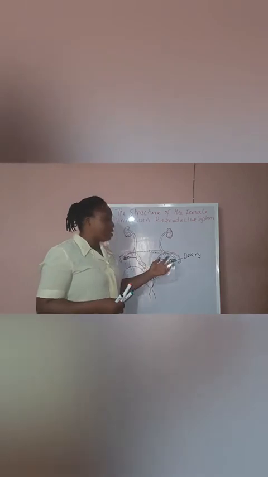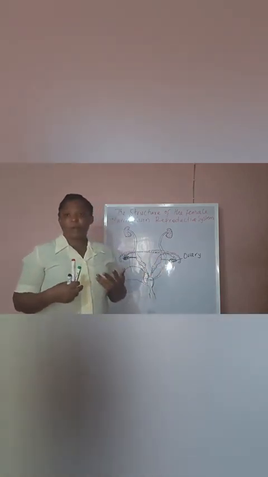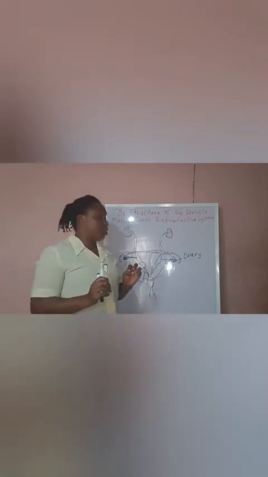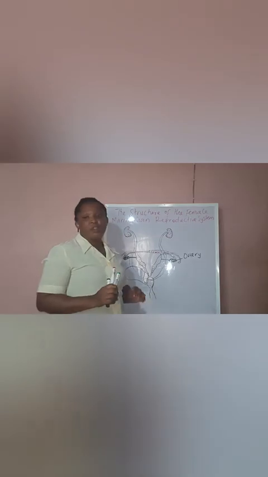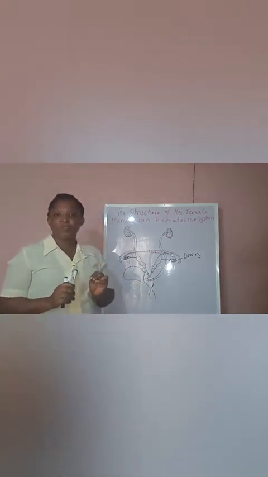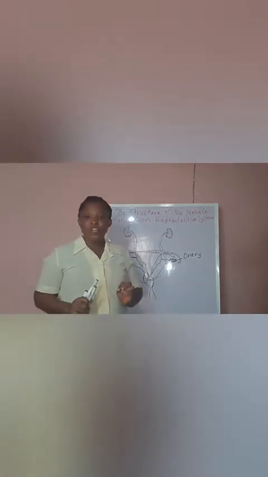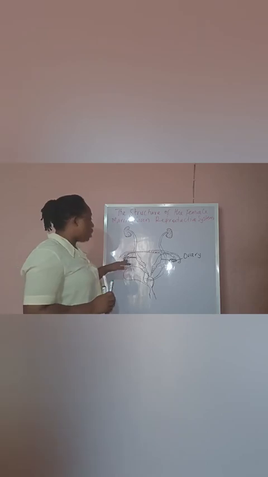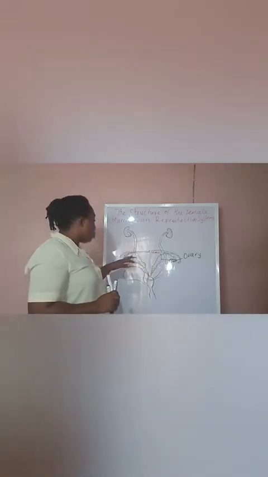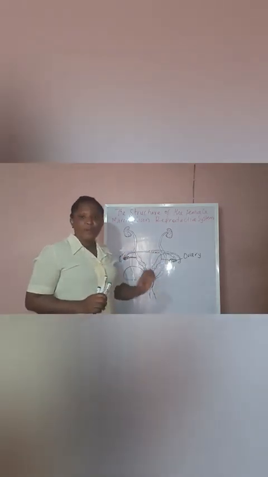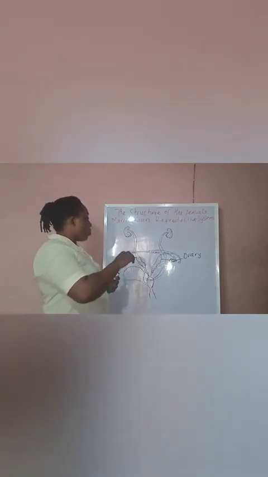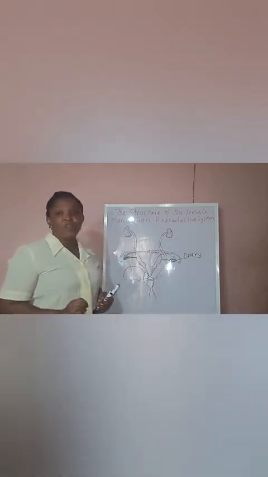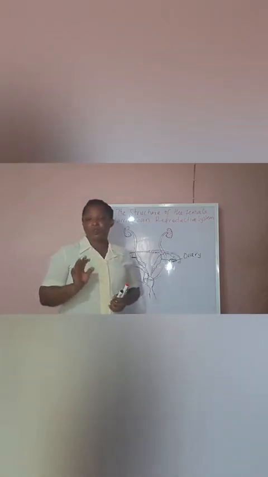So when this egg develops and has matured, then it comes out of this ovary. The process by which it is released from the ovary is called ovulation. You can see the eggs grow at the outer part of the ovary called the germinal epithelium. So when the egg is released, it comes out of the ovary, and this is the process of ovulation.